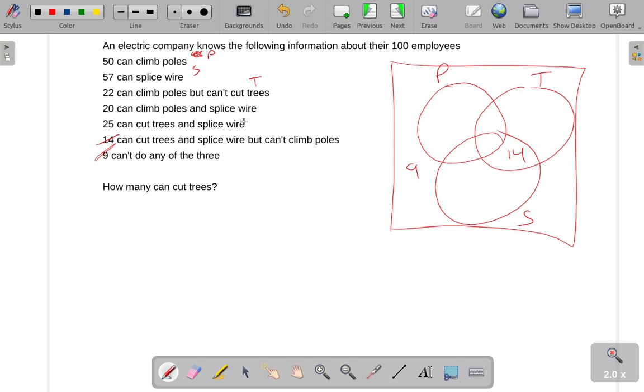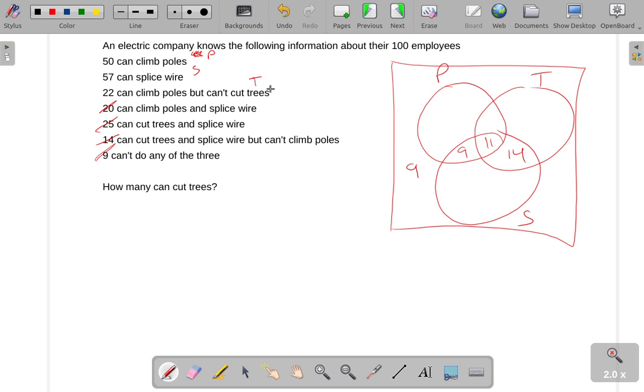25 can cut trees and splice wires. So cut trees means we're within here. Splice wires means we're within there. So we're talking about 25 people within this region. And fortunately, we've already put the 14 in there, so that means there must be 11 here, so that they add up to 25. 20 can climb poles and splice wires. We have poles and splice wires, means we're talking about those regions right there. 11 are accounted for, so there must be 9 here.